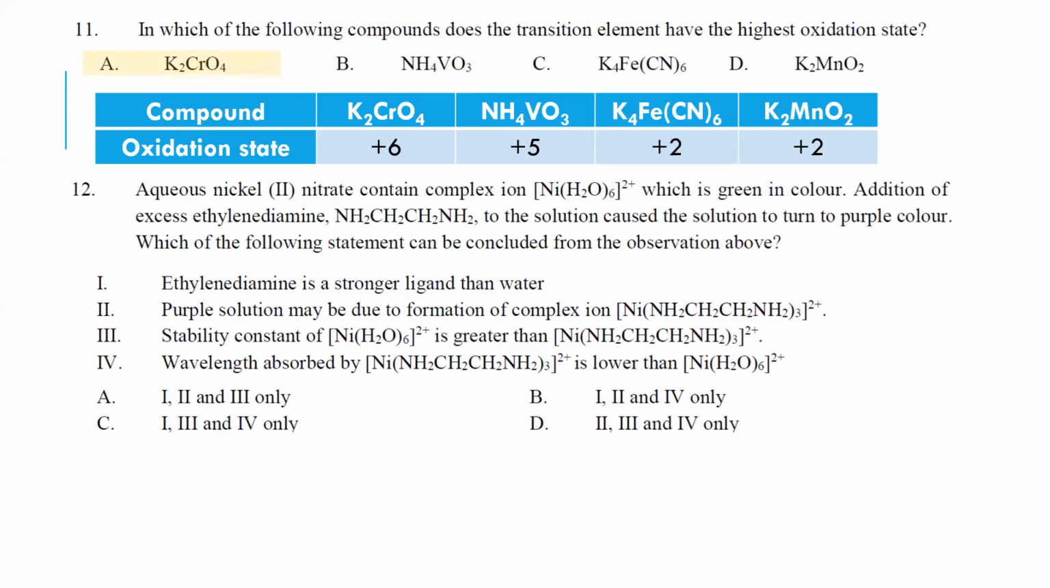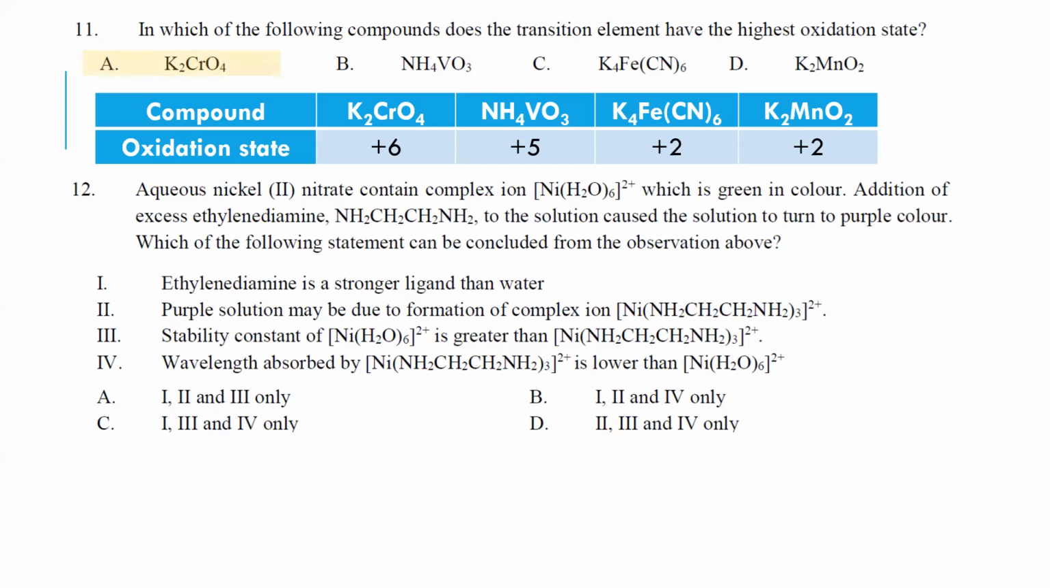Okay, then number 12. Aqueous nickel(II) nitrate contains the complex [Ni(H2O)6]2+, which is green in color. Addition of ethylenediamine to the solution causes the solution to become purple. Which of the following statements can be concluded from this observation? So we can imagine what happened when the nickel solution, which first contains [Ni(H2O)6]2+, is added to ethylenediamine: it turns purple.